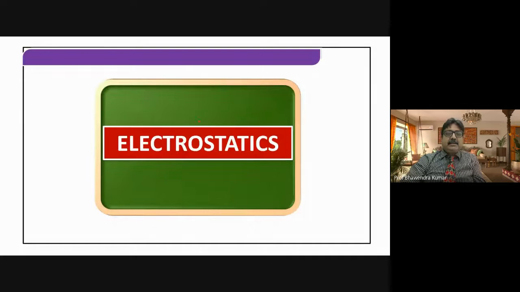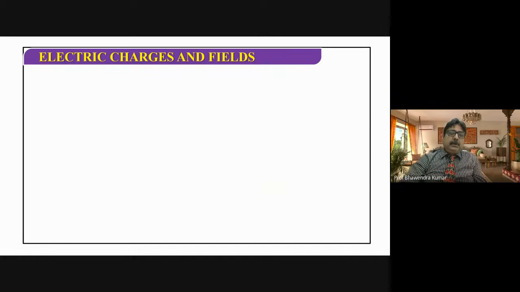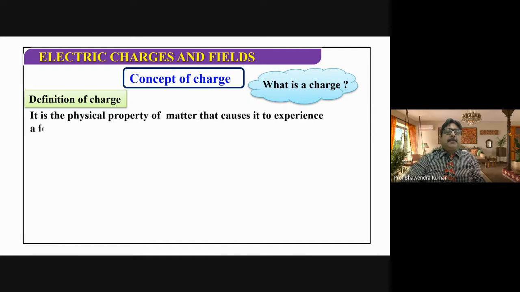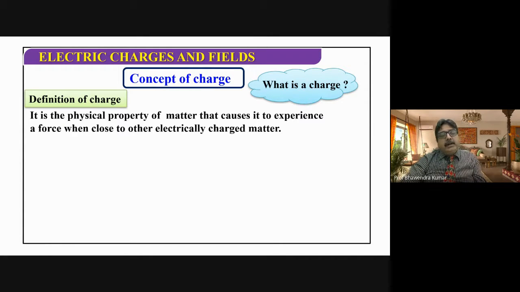Today we are going to discuss the concept of electrostatics. Now, first let us understand the meaning of the word electrostatics. Electro means charge and statics means at rest. So, first we'll understand the concept of charge. What is the formal definition of charge? It is defined as the physical property of matter that causes it to experience a force when close to other electrically charged matter. Right?